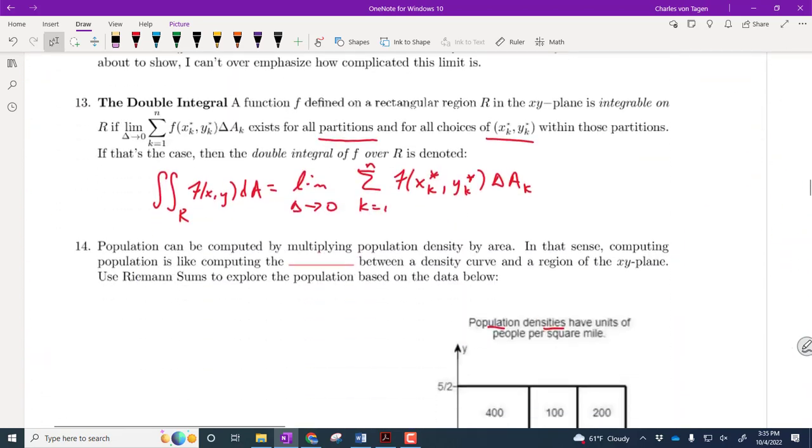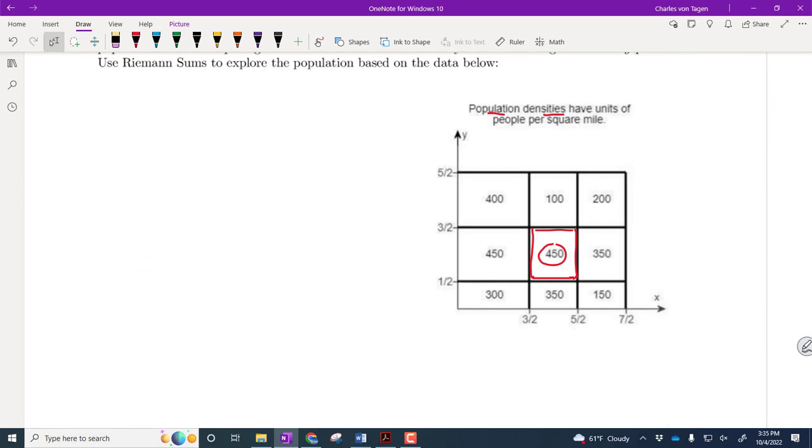So let's actually write this out here. We're not going to do the whole thing. We'll just set it up and then I'll give you the answer. Just as a reminder, what I've just said is that population is equal to the density times the area. And any time you're taking a quantity and multiplying it by area, you can think about it as a double integral.